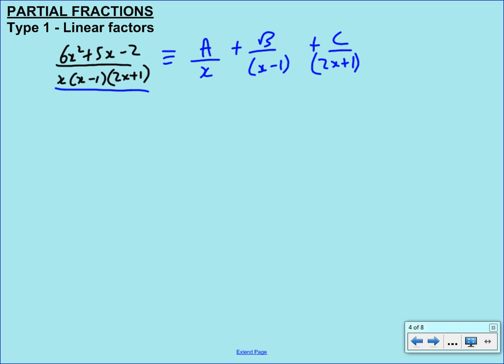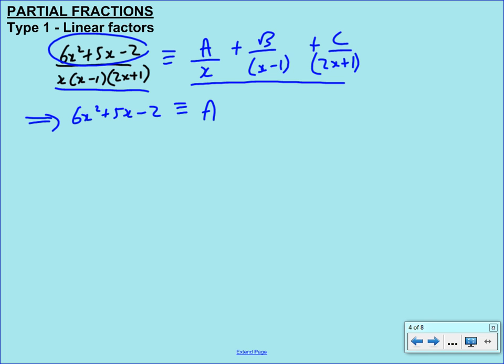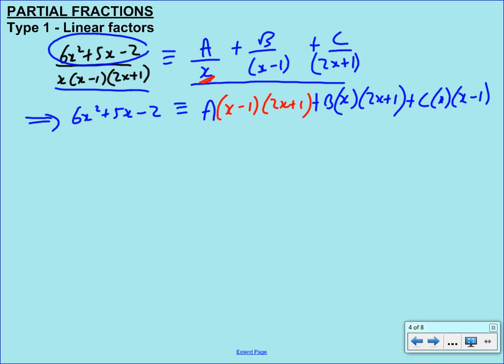Right, so with a bit of experience, I can skip that step of making the denominators all the same here, and I can just write this top part out. 6x squared plus 5x minus 2 is the same as a, well, what's missing from a's denominator? Well, x minus 1 is missing and 2x plus 1 is missing. Yeah? Plus b, what's missing from b? Well, x is missing and 2x plus 1 is missing. And c, x is missing and x minus 1 is missing. Yeah? So now I'm at that step.